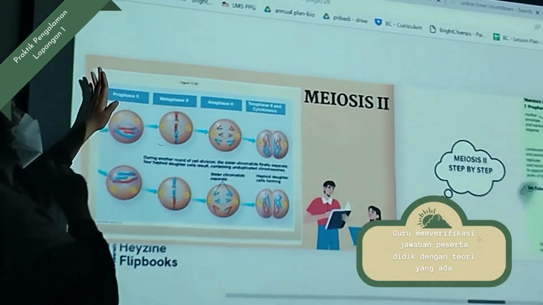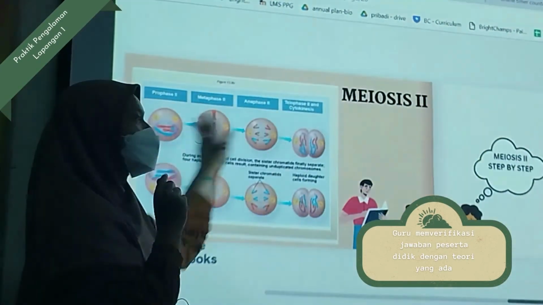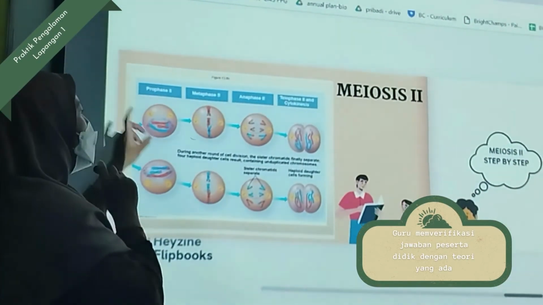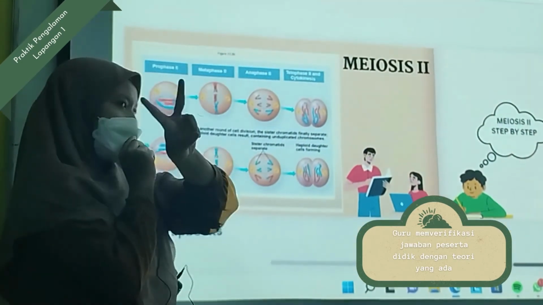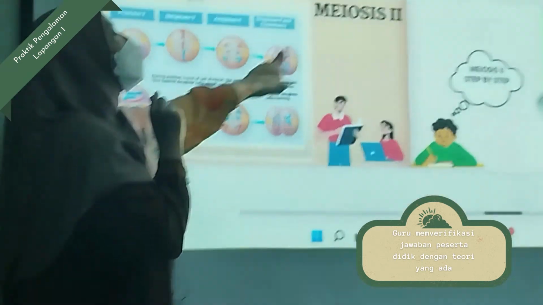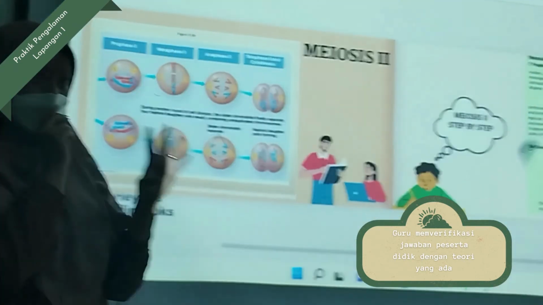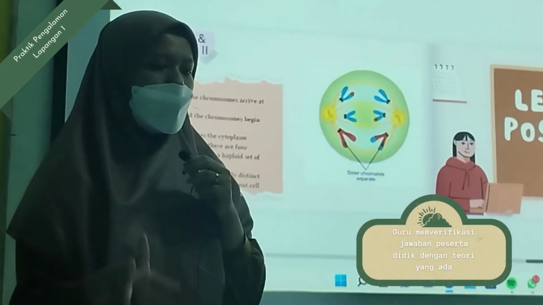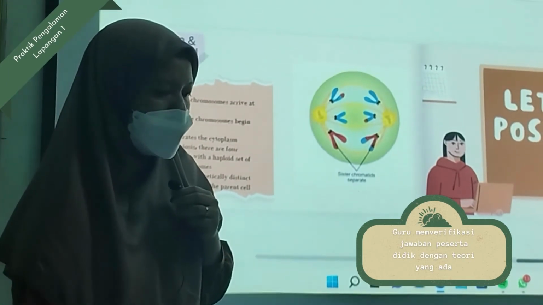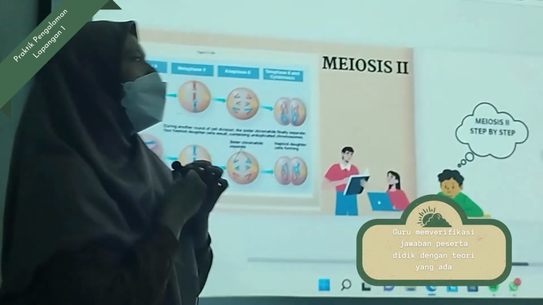The process will start from the beginning until the end, the same as mitosis. But in the result, it's not only 2 cells. You will come up with 4 cells, and they are also haploid cells. Cytokinesis is the same thing.